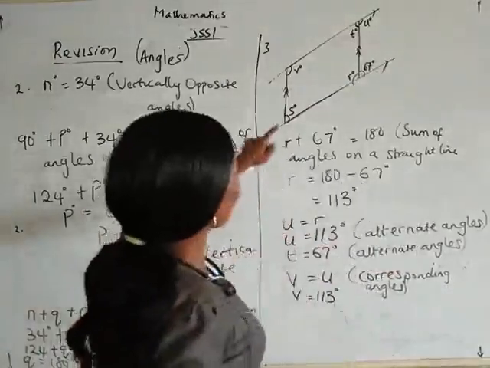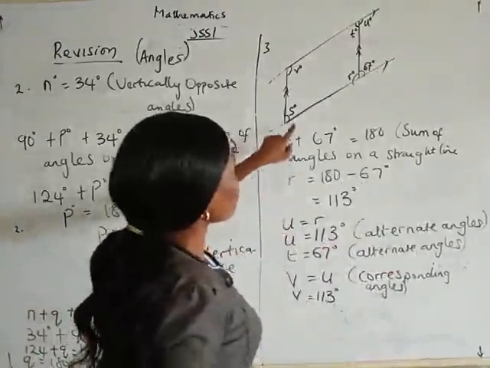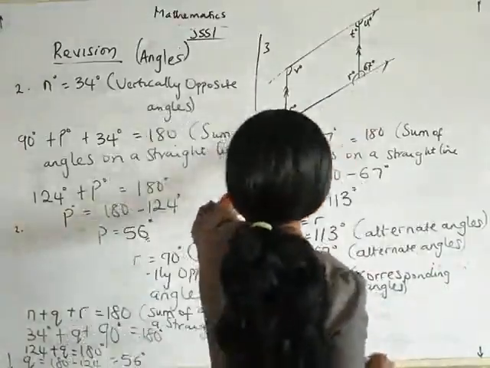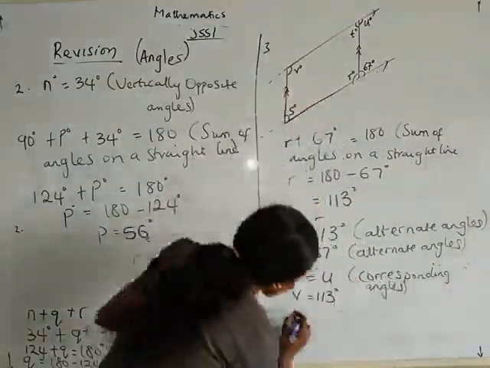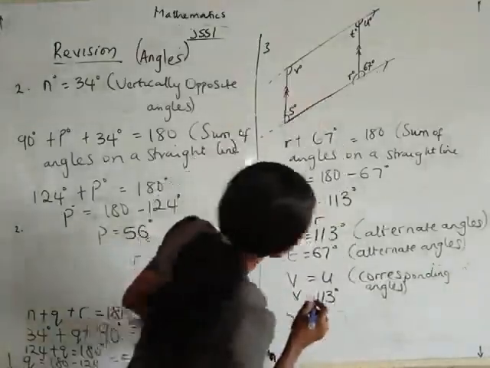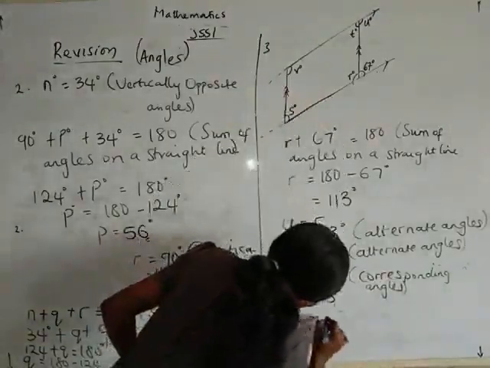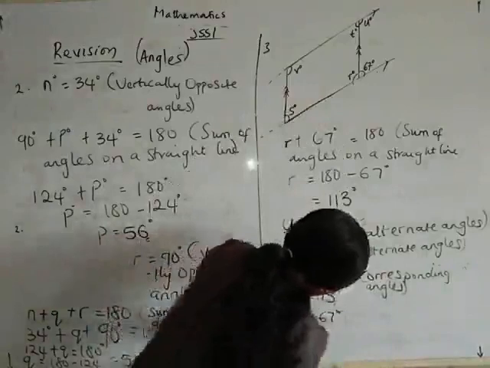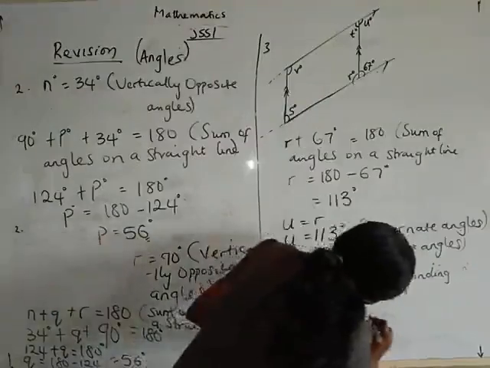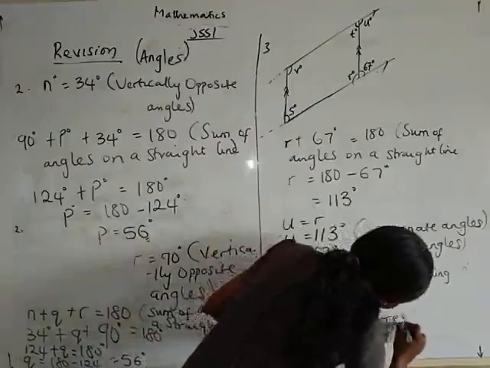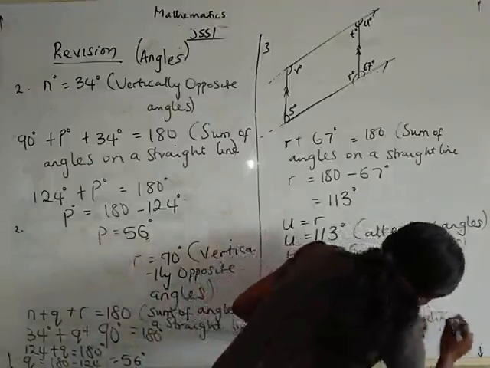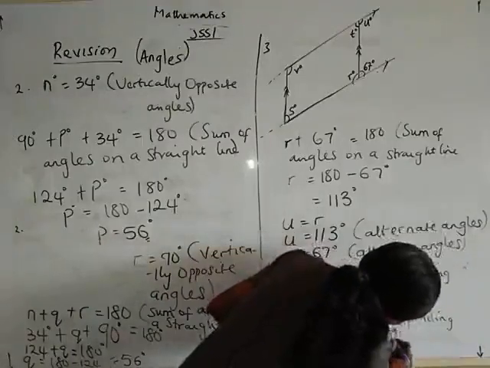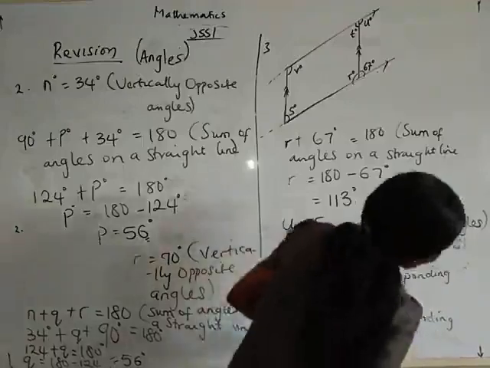Okay. Now, if we look at angle S, it is also corresponding to 67. It's on this line. 67 is also on this line. So we can say that S is equal to 67 degrees. And the reason for this is what? Corresponding angles as well. And we said that for corresponding angles, they are always equal.